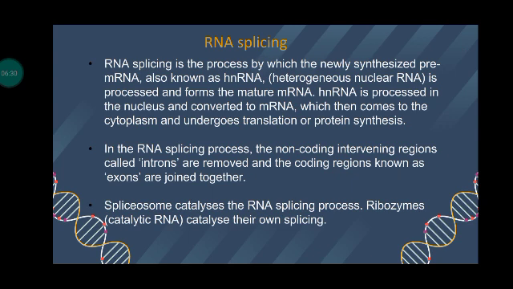Next, the third modification is RNA splicing. RNA splicing is a process by which newly synthesized pre-mRNA, also known as hnRNA, which stands for heterogeneous nuclear RNA, is processed to form a mature and functional mRNA. So hnRNA is processed in the nucleus and converted to mRNA, which will then come out to the cytoplasm and undergo translation for protein synthesis.